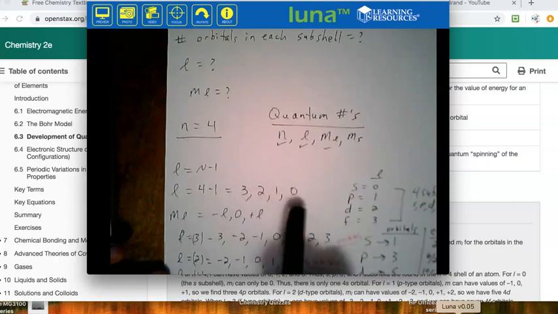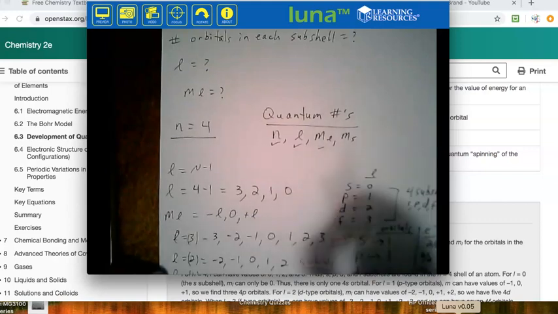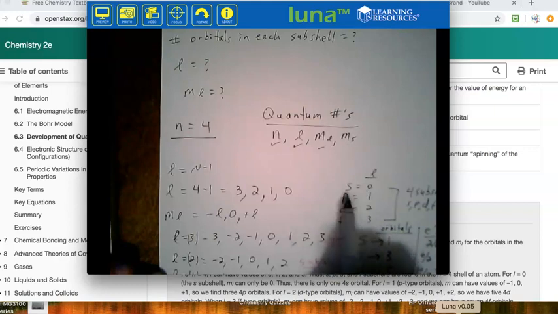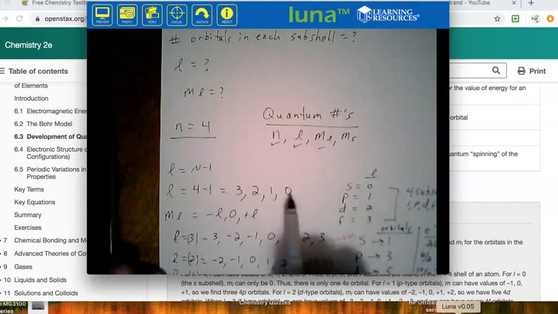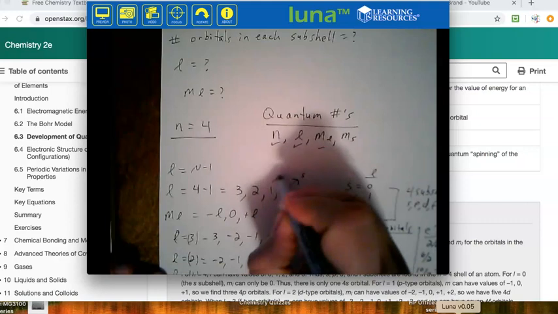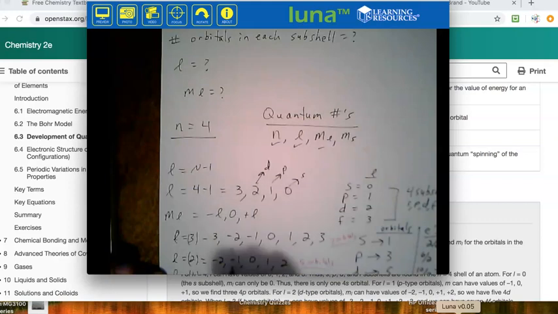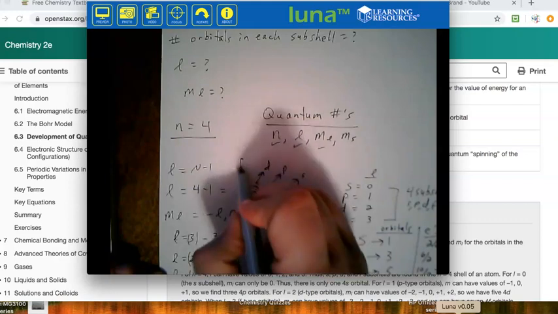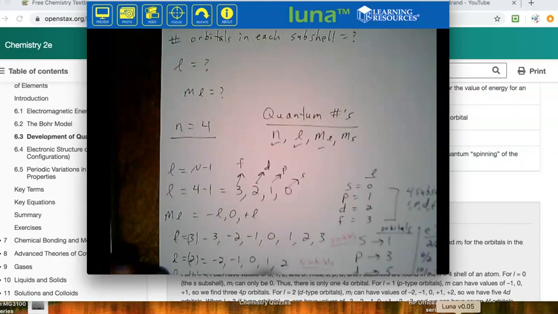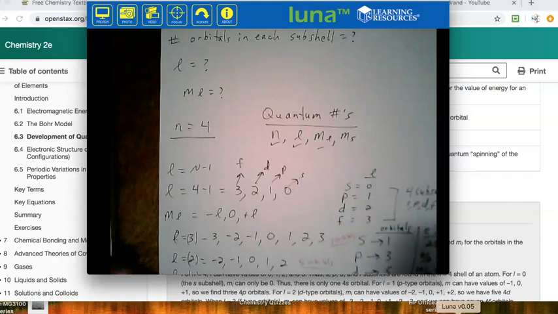And what do those numbers represent? Those numbers represent the subshells. When L is 0, it's an S subshell. When L is 1, that's a P subshell. When L is 2, that's a D subshell. When L is 3, that's the F subshell. So that's what I have written here. We have an S subshell, a P subshell, a D subshell, and an F subshell.